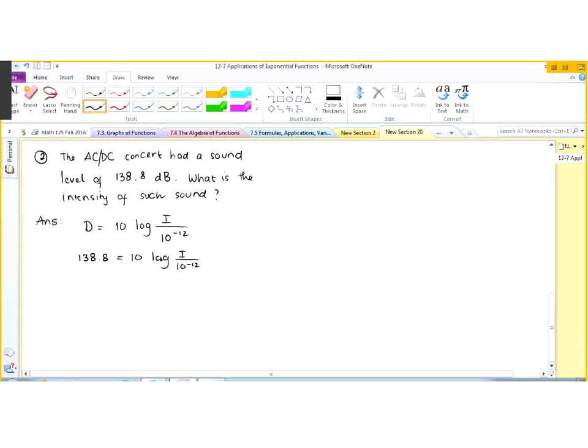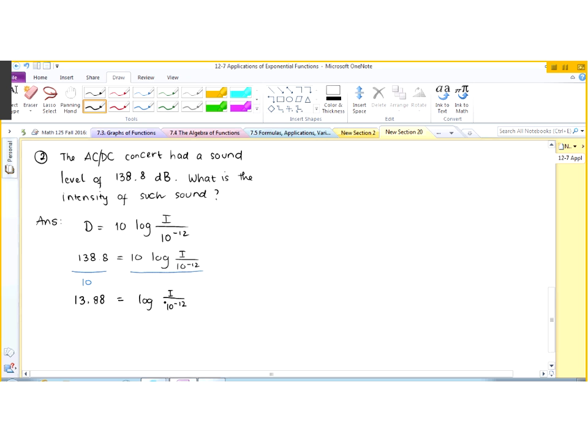Okay, now what am I supposed to do? This is a log equation. What am I supposed to do to solve this? Don't you have to isolate the log first? So you have to divide both sides by 10, yes. So when you divide by 10, that is 13.88 equals log of I over 10 to the negative 12. Now I need to cancel the log.